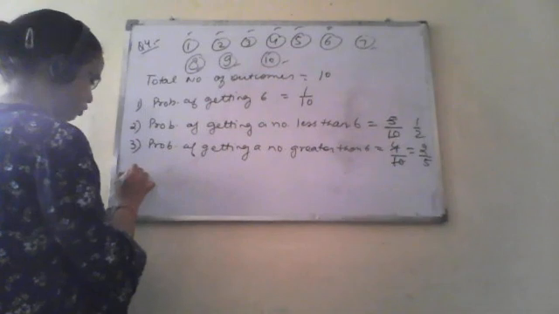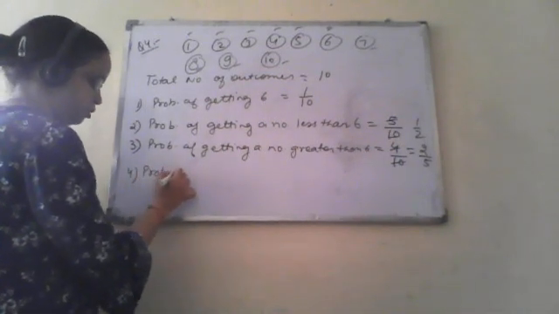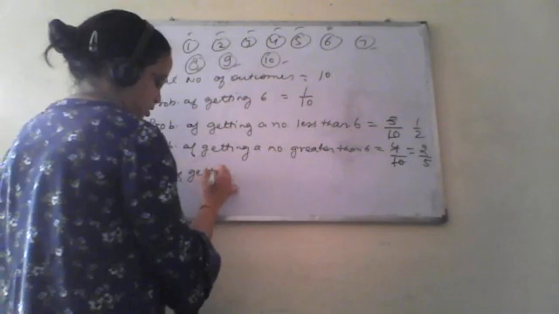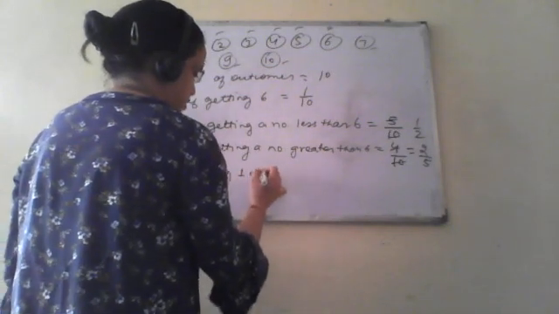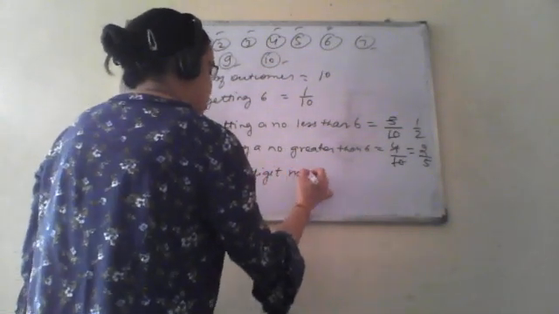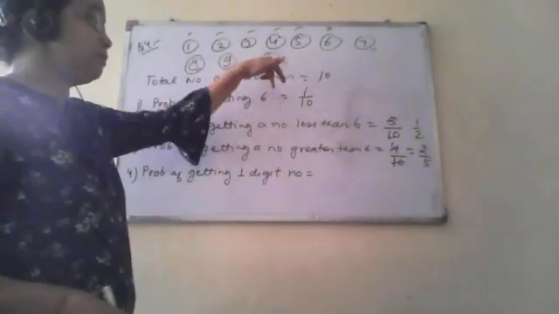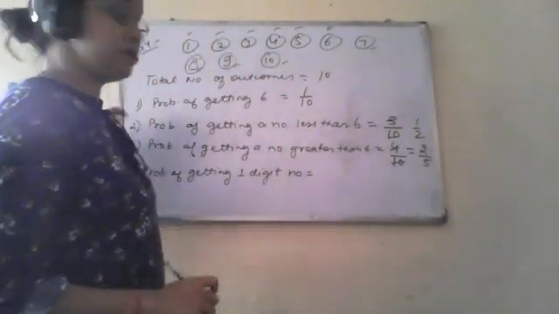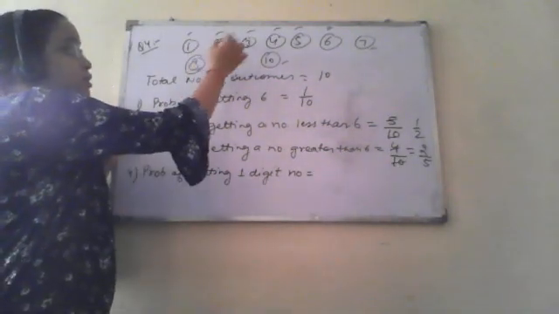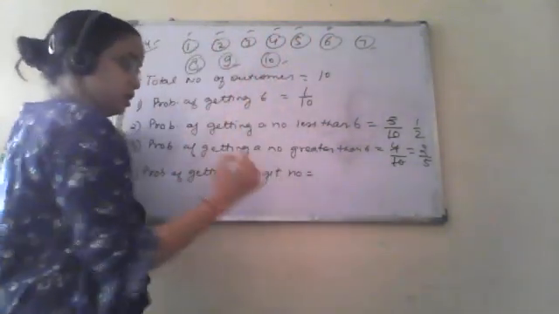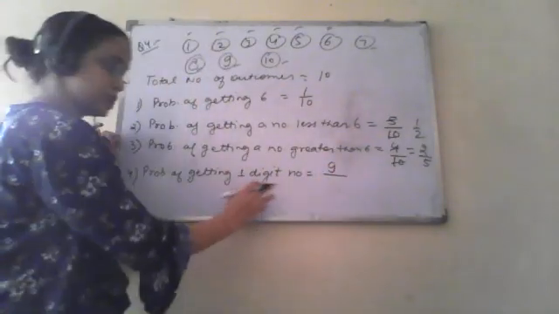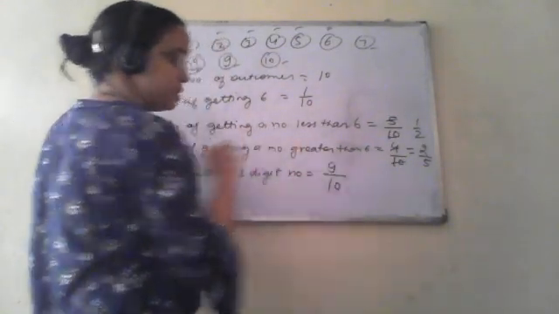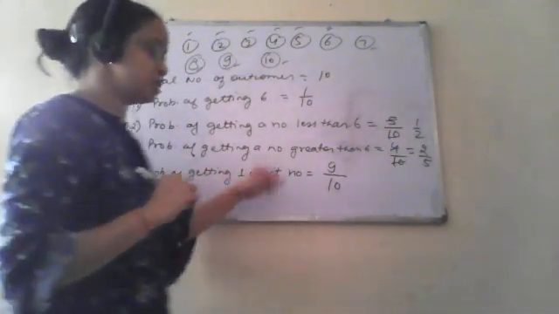Now fourth is probability of getting a one digit number. So what are the outcomes related to this? Except 10, all are one digit numbers. So the outcomes will be 1, 2, 3, 4, 5, 6, 7, 8, 9. So the number of outcomes related to this event is 9 upon the total number of outcomes, 10. So the probability of getting a one digit number is 9 upon 10.